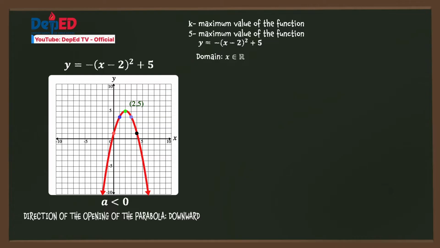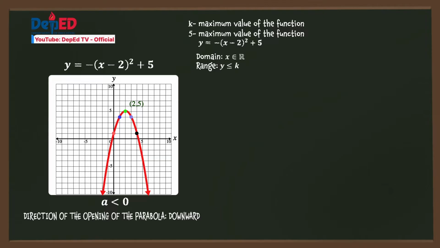The range of a quadratic function is the set of values of the function or of the dependent variable. For a quadratic function whose graph is a parabola that opens downward, its range is a subset of real numbers denoted by the inequality y is less than or equal to k.